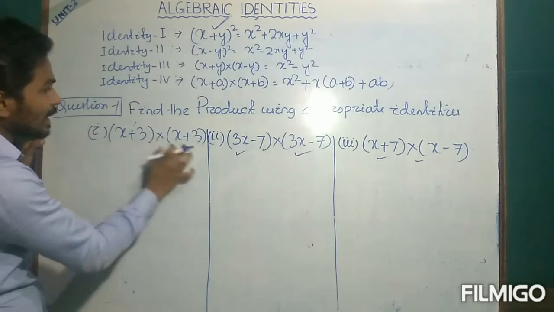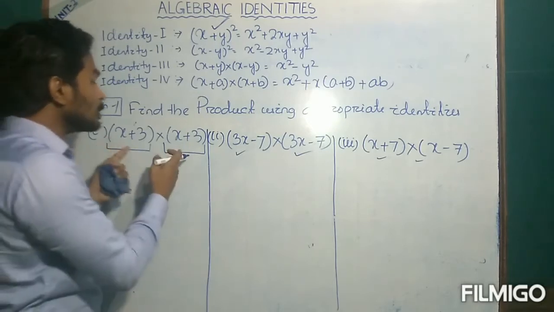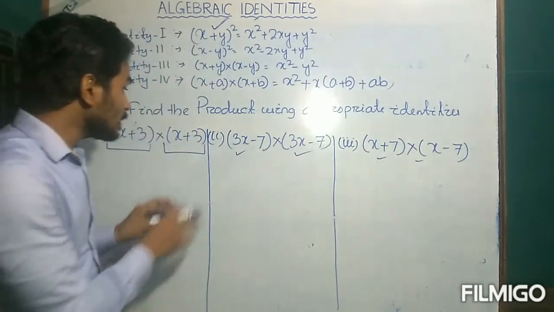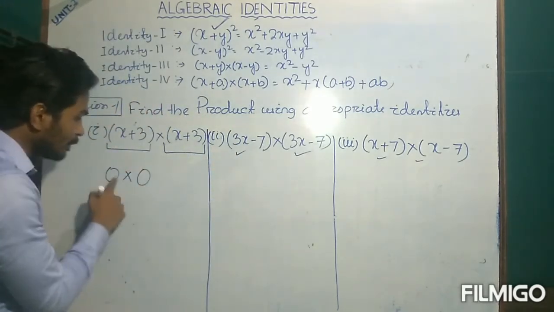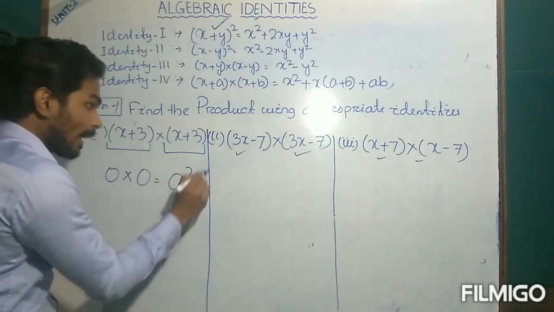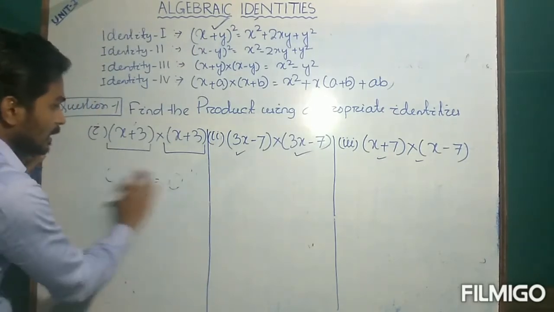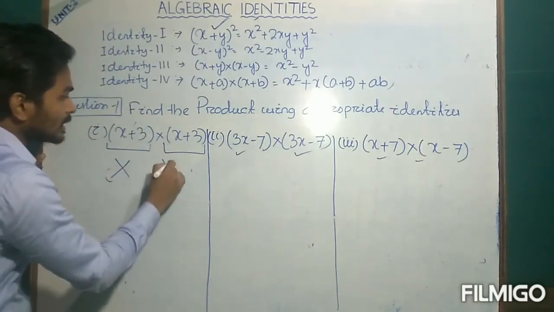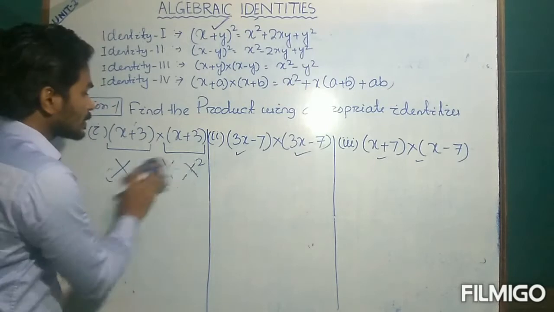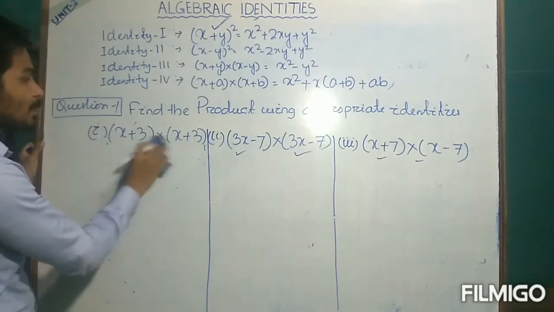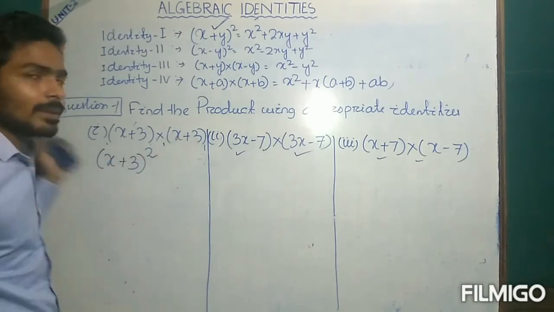We have to find this product and use any one of the identities among the 4. So here you can see there are two terms. The first term is x plus 3 and the second term is x plus 3. That means the two terms are equal. And whenever two equal terms are multiplied, the answer is the square of the original term. For example, suppose this term is x and this is also x and they are multiplied, then the result is x square. So you can write (x plus 3) into (x plus 3) as (x plus 3) whole square.